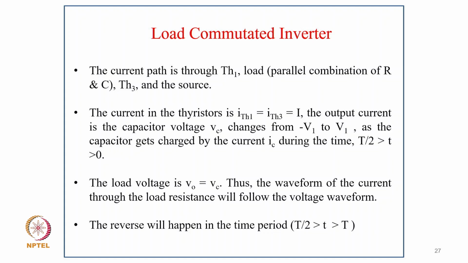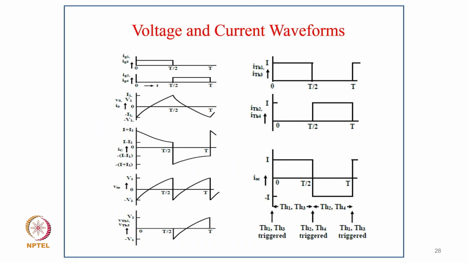The output current is I. The capacitor voltage Vc changes from minus V1 to V1, and the capacitor gets charged by the current IC during the time, let's say T by 2 up to 0, the load voltage VO equal to VC, and thus the waveform of the current through the load resistance follows the voltage waveform, and the reverse happens in the time period when t is between T by 2 and T.